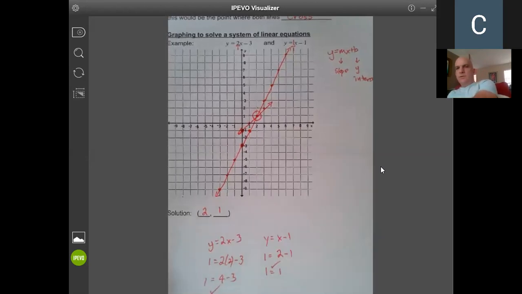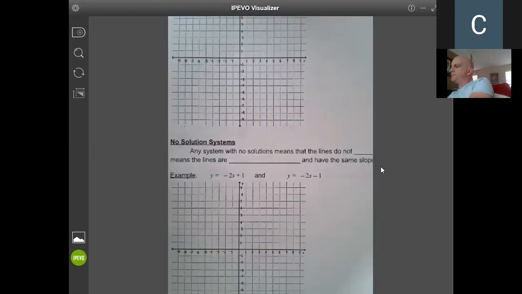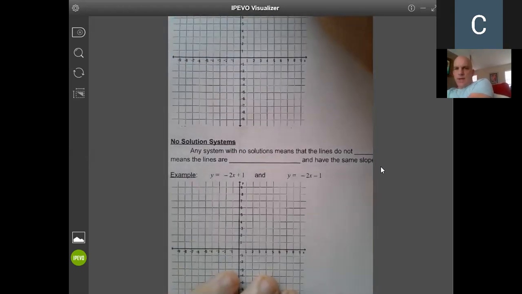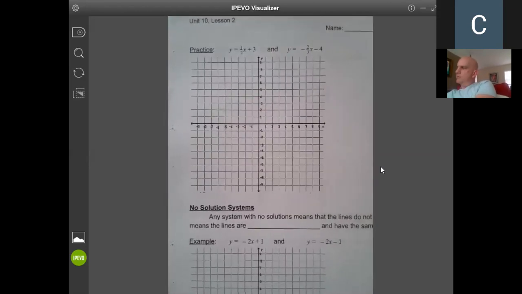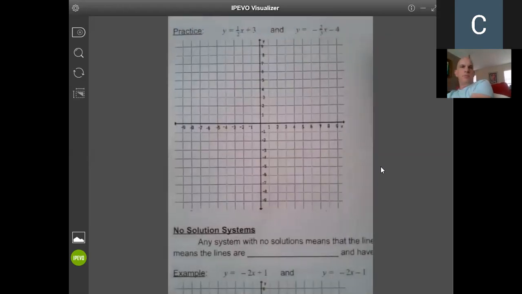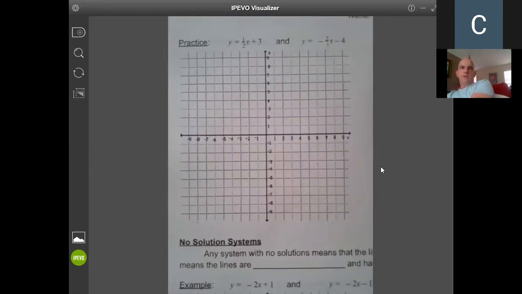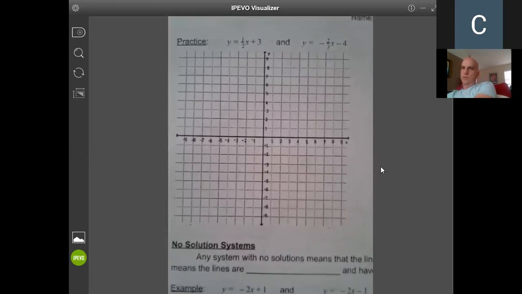So what I would like for you to do is, I'm going to give you a couple of minutes here to try this practice problem on your own. Okay, we'll go down here a little closer so you can see it a little better. So that is the practice problem that we'll try. Let me see if I can get that focus now.